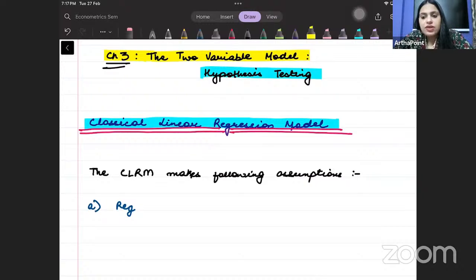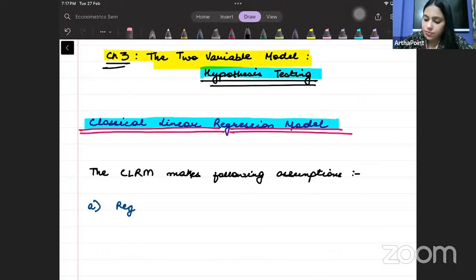So beta, today we are going to talk about the two variable regression model, chapter 3 of econometrics. In this we will be talking about hypothesis testing. Okay? Now before we start this model, try to understand the following.